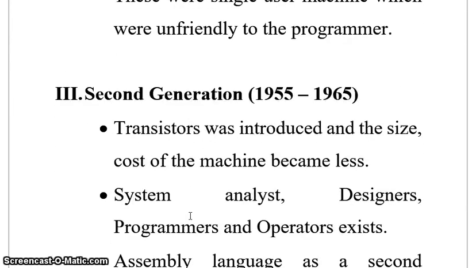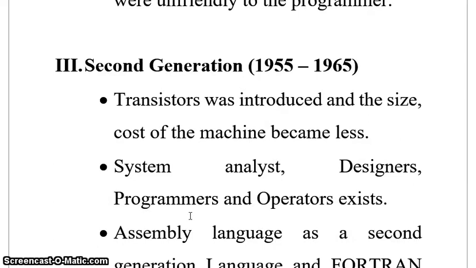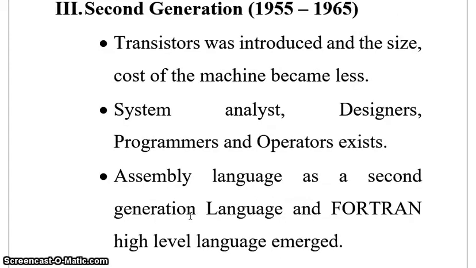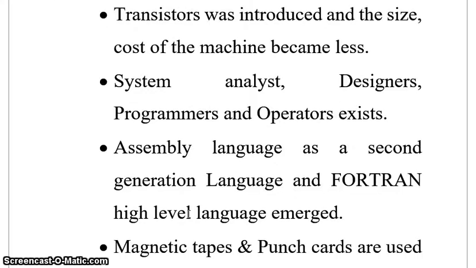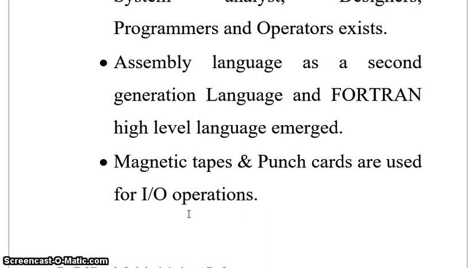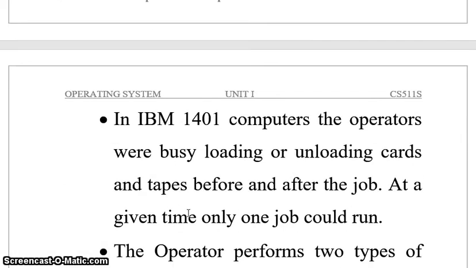Next, we are going to see about the second generation. In the second generation, as we saw, transistors were introduced. The cost and the size of the machine became very small. In this era only, we had the concept of system analysts, designers, programmers, operators. All these people were given a name and they existed only in this second generation. Assembly language as a second generation language and Fortran, a high level language, emerged. In this era, magnetic tapes and punch cards were used for I/O operations. They were using a system called IBM 1401 computers.